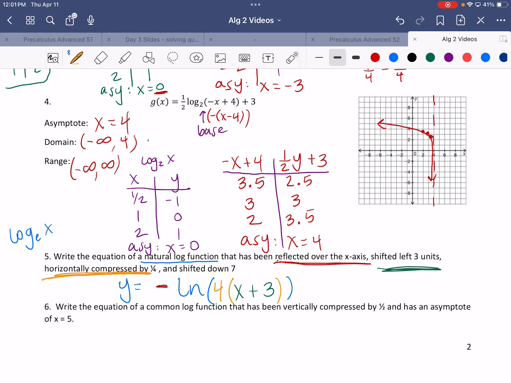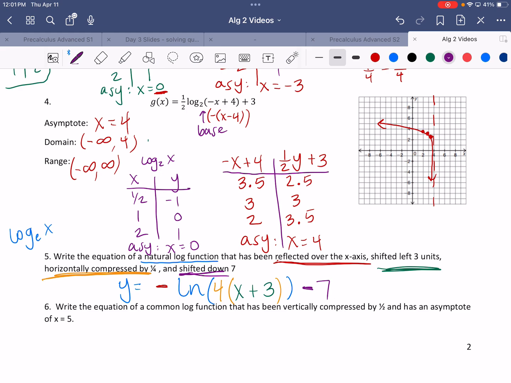What color pen? Oh, purple. I haven't used purple. Shifted down 7. Minus 7. Okay, great. So natural log meant ln, and then everything else we put in the right place.